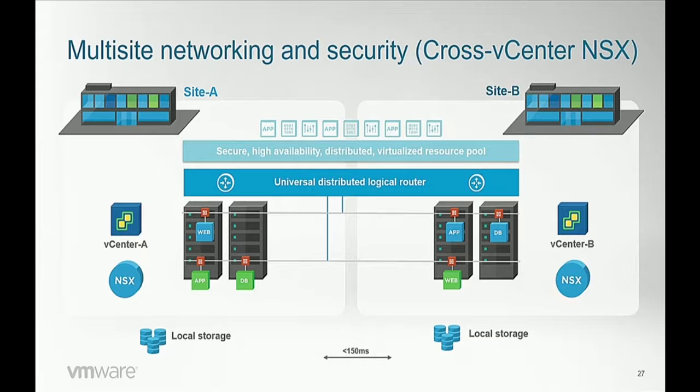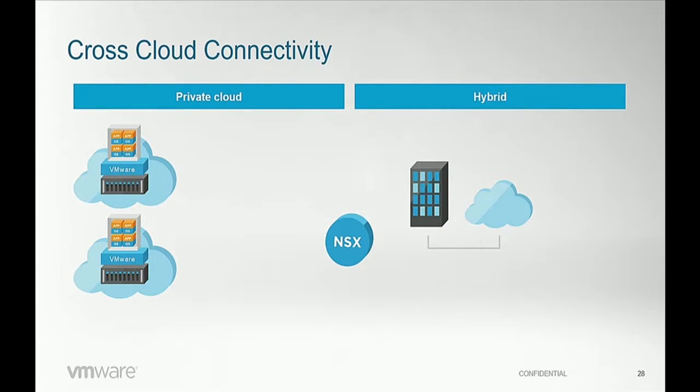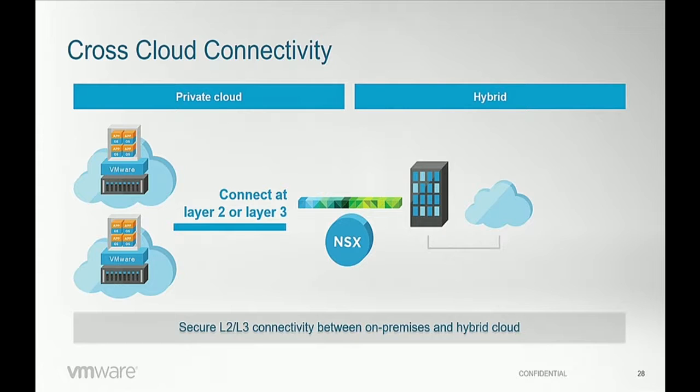For this, we have a requirement. We have to have an MTU higher than 1600 and a latency between the two sites of less than 150 milliseconds. Then there is cross-cloud connectivity. From the private cloud where we built our data center based on network and security services virtualized with NSX, we can easily connect our network to external resources in a public cloud, like we did with some partners, with IBM SoftLayer for example, where we can extend our layer 2 or layer 3 across the network and have my workloads sitting on the public cloud accessible from my private cloud. Here we can also secure layer 2 and layer 3 connectivity between the on-premise and hybrid cloud.